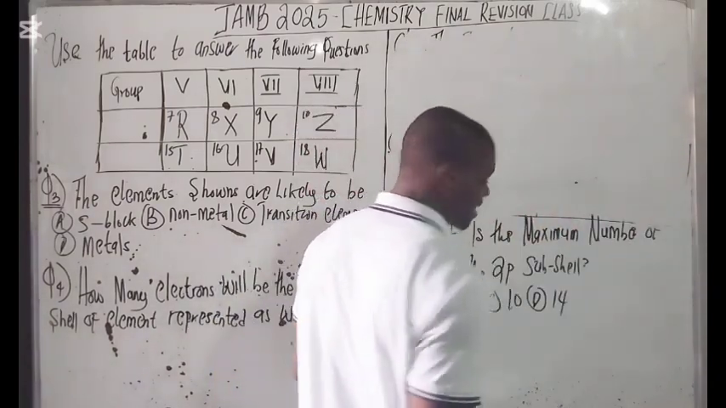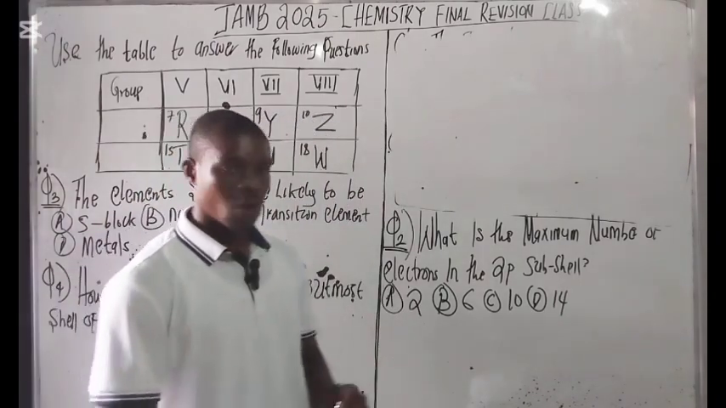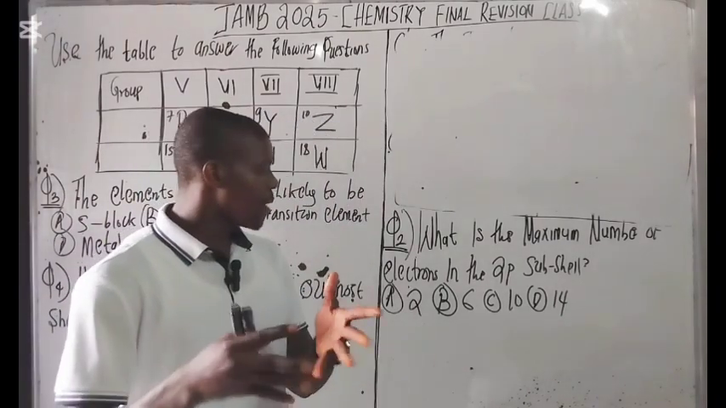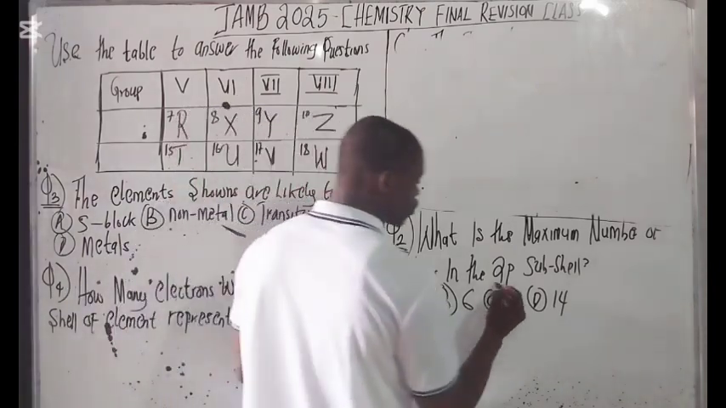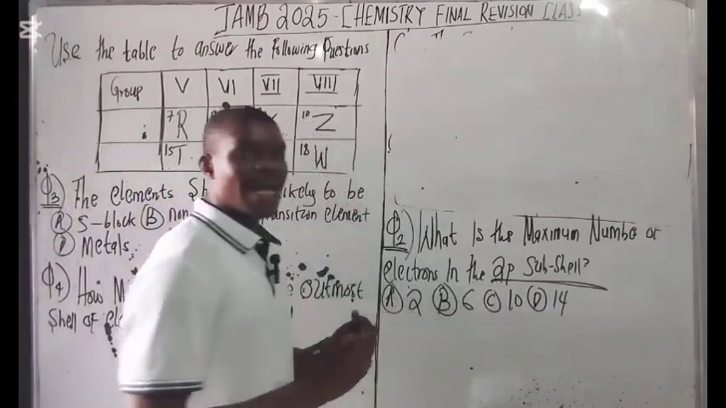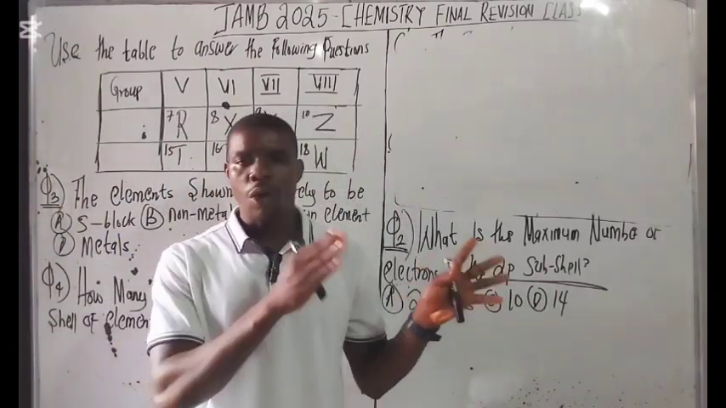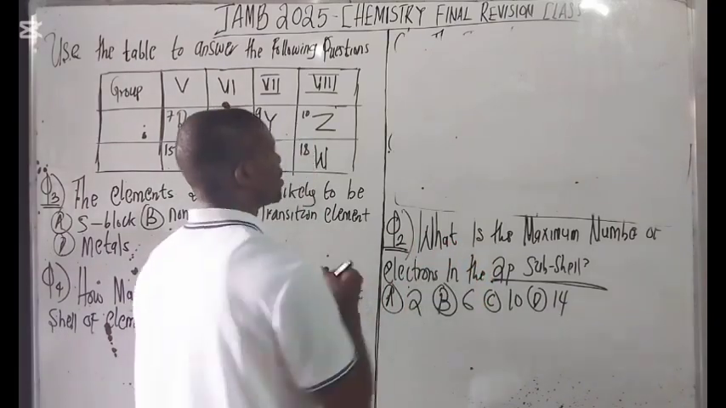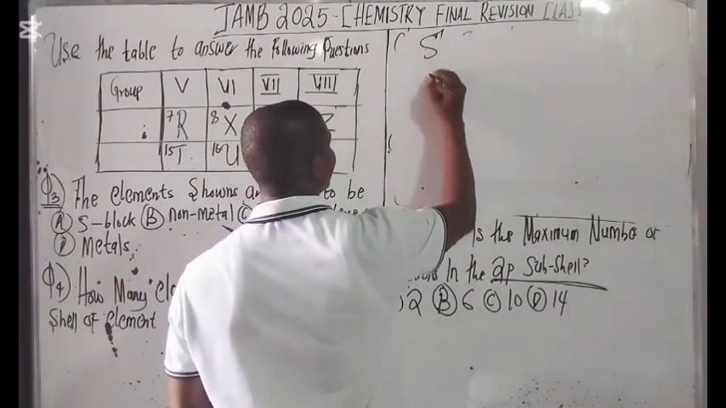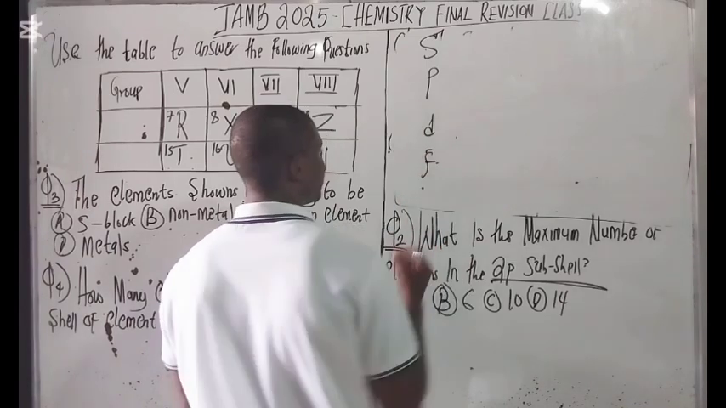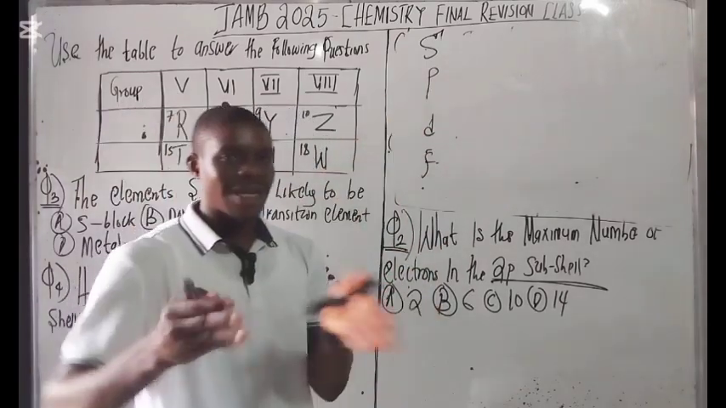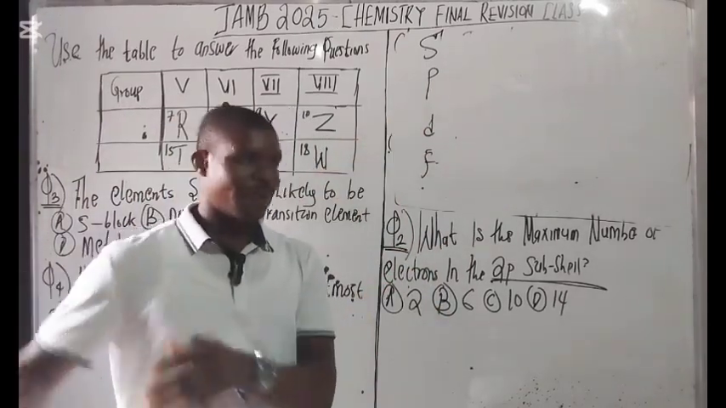If you look at the second question, please pay close attention. What is the maximum number of electrons in the 2p subshell? Now remember we have 4 orbitals: the s orbital, the p orbital, the d orbital, and the f orbital. Each of them has sub-orbitals.